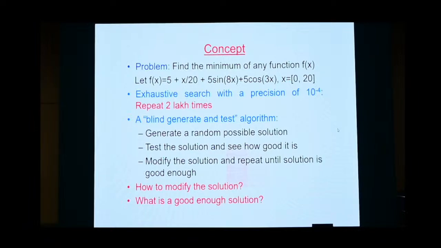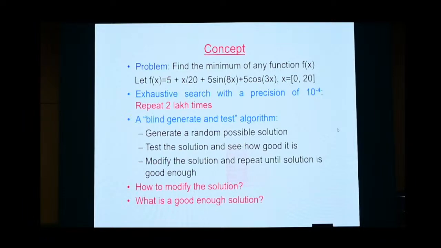This one, the same concept we will take. How to solve that one? The first approach is exhaustive search with a precision of 10 to the power minus 4 into meg. Then you have to repeat it 2 lakh times. We will do one more approach, that is a blind generate and test. So you generate a random possible solution and test the solution and see how good it is. Then you modify the solution and repeat until the solution is good enough.